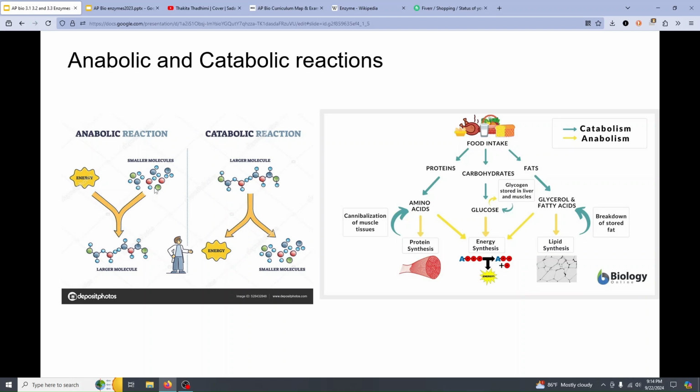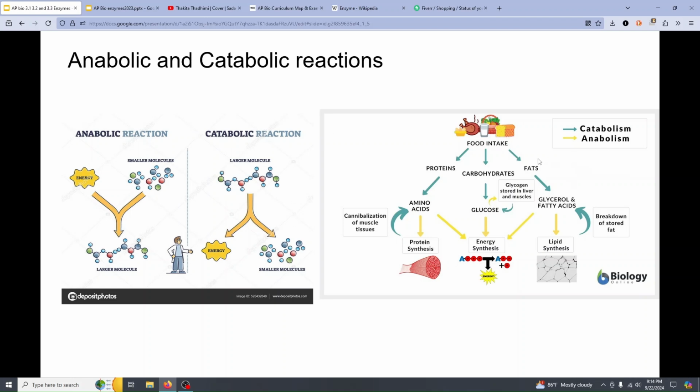Okay, so anabolism requires input of energy, whereas catabolism means you are taking a large molecule and breaking it down into smaller molecules, which means you are breaking chemical bonds. And remember that energy is held inside chemical bonds, and that means when the bonds are broken, energy is going to be released.